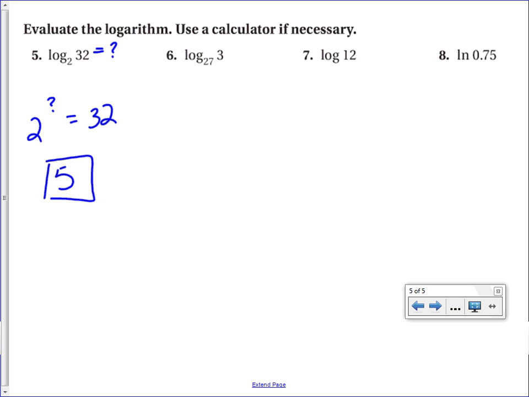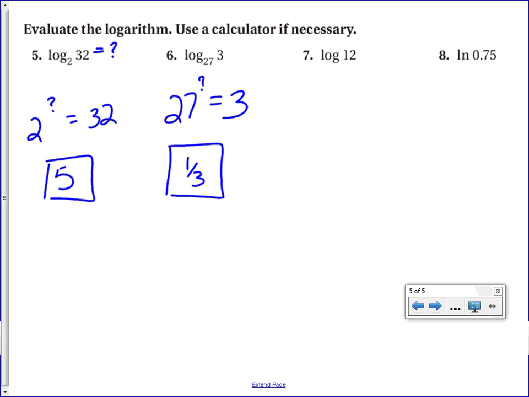Number 6, I have another base that is not 10, and it's not a natural log. I can't use my calculator. I set up the exponential equation, 27 to the question mark equals 3. So somehow I need to get from a 27 to a 3. Well, if you're thinking like I'm thinking, that's a cube root, a third root. But I'm looking for an exponential form, so to say a cube root is the same as saying 1/3 power. So that's the value of that log.